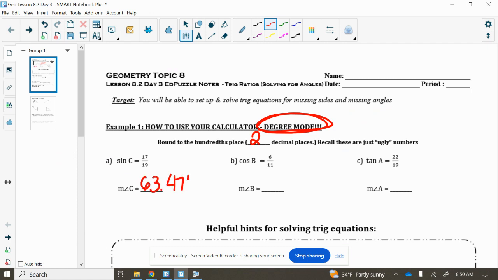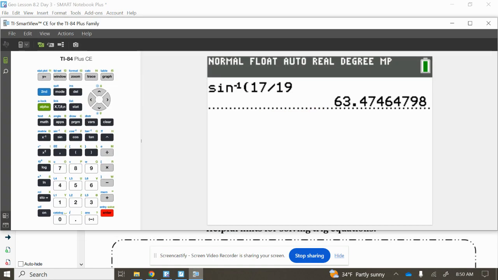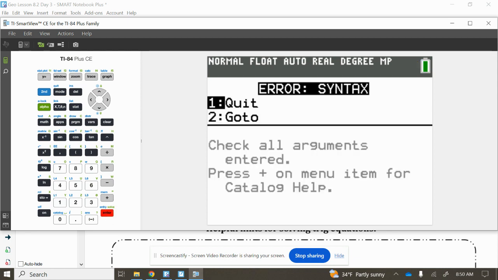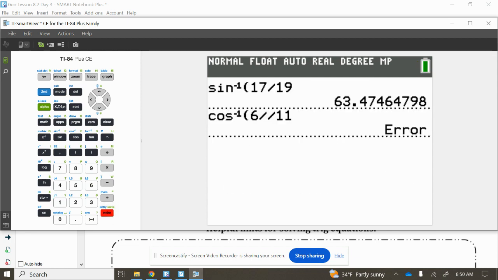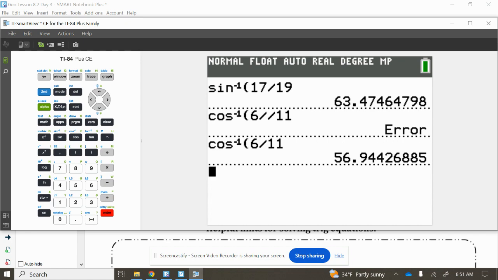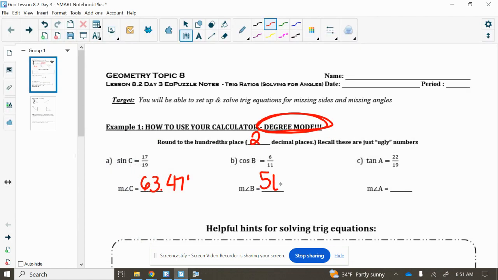And then same thing with cosine of B, we take the inverse of that. So again, second button to get the inverse here. And again, type in your fraction, 6/11. This will give us our angle measure. 6 divided by 11, just one time, and we would get our angle measure of 56.94. In the last one, you should try, again, second button on your calculator first, and then type tangent to get your answer for the angle measure of A.